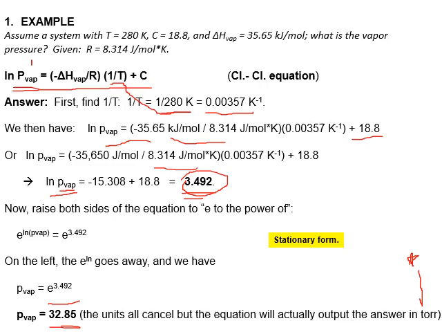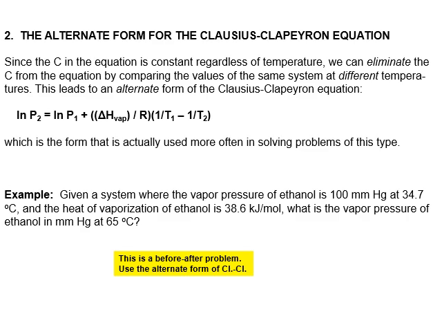Next slide. Okay, here's the other form where you're going to have a before-after scenario. So usually on these you'll be given the two temperatures and one of the pressures. This is one way you can write this equation, or you can subtract the logarithm of P1 from both sides and then do a little logarithmic manipulation where you wind up with the logarithm of P2 over P1. So you can use any of those. Use the one that's easiest for you to be able to do the problem. This is a before-after problem. Let's look at it.